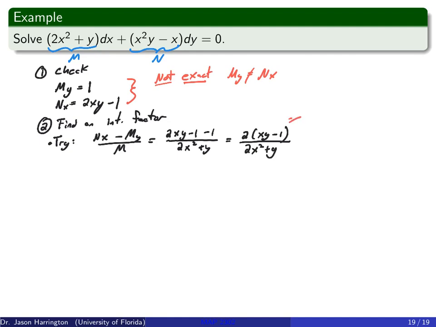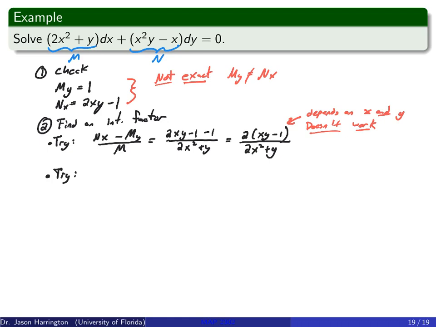Okay, so this doesn't work. See, this depends on x and y. So don't use this. This one doesn't work in our case. So let's try the other one.